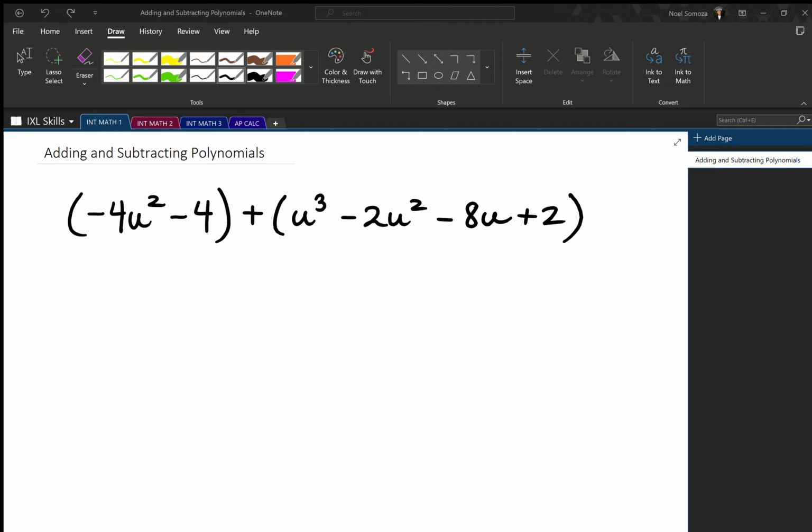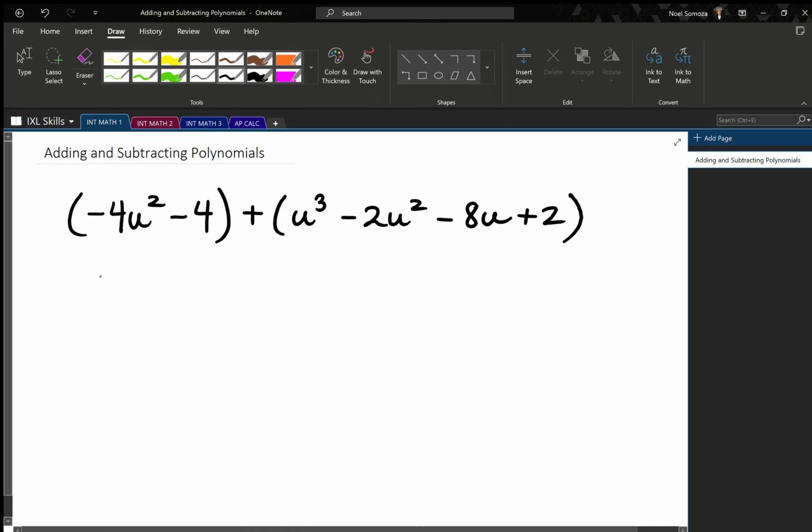Okay, so since none of these signs are going to change, we can just go ahead and drop all of the terms, and then we will be able to identify which terms we can combine with each other. So once I've copied down, I can then start to look. Where do I want to begin looking?